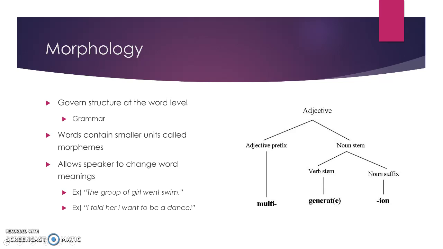And a child who has a problem with that might say things like, the group of girl went swim, or I told her I want to be a dance. And what they should have said is, the group of girls went swimming, or I told her I wanted to be a dancer. So that's just when they're using the wrong endings of words.